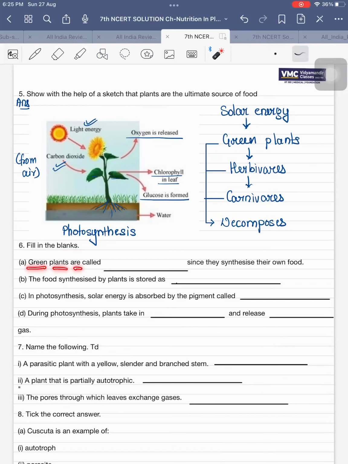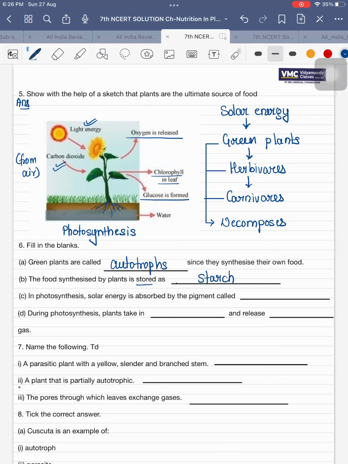Green plants are called dash since they synthesize their own food. So what do we call the green plants? Autotrophs. So the answer is autotrophs. Auto means self, trophs means feed. So they are self-feeding. They make their own food, so they are called autotrophs. The food synthesized by the plant is stored as starch. It's prepared as carbohydrate but stored as starch.